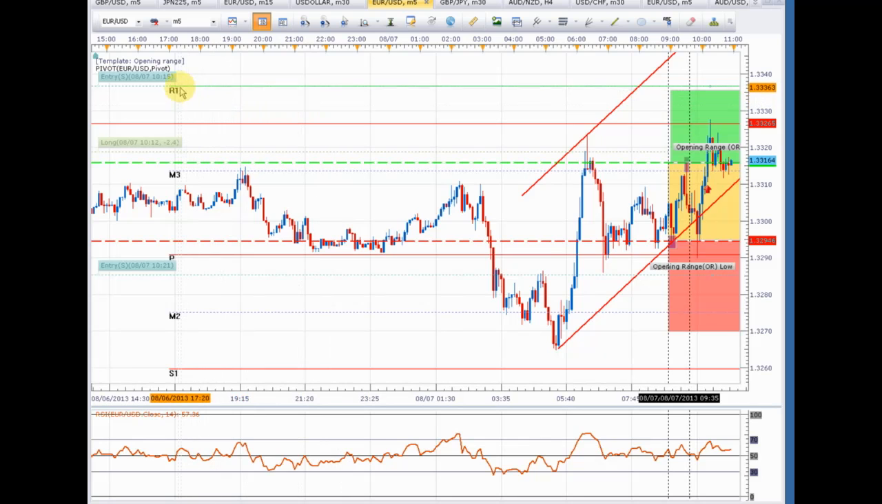But you can see I did set a limit right there at the R1. Actually, I have it on R1. But usually I might have it a pip or two below that.